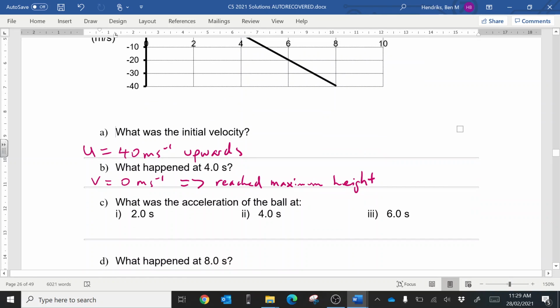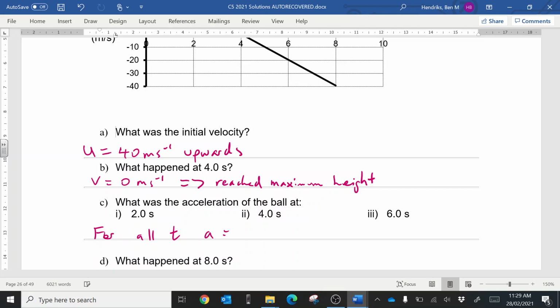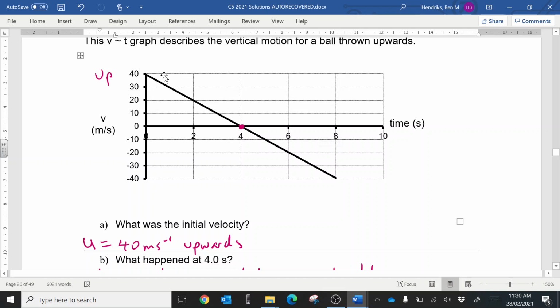What was the acceleration of the ball at 2 seconds, 4 seconds, 6 seconds? Okay, so for all t, a equals 9.81, or negative 9.8 meters per second squared, and that is acceleration due to gravity. And so what you can do is calculate this line.